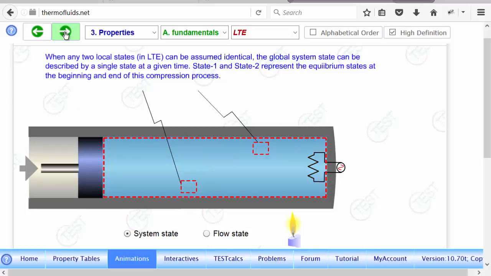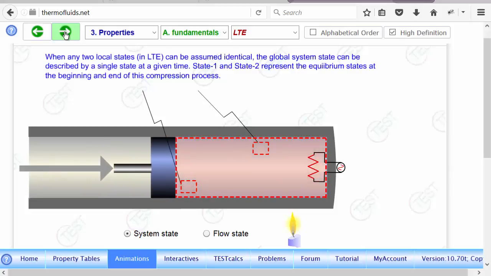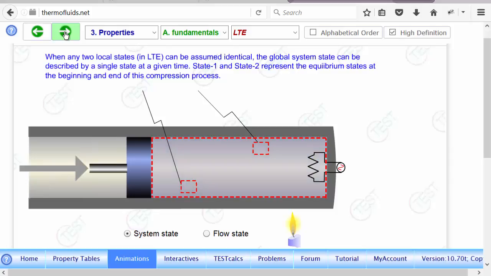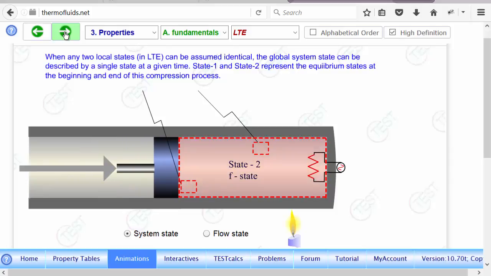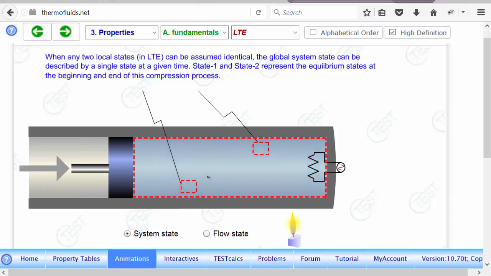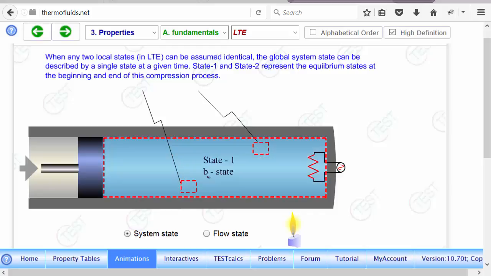With that in mind, let's simplify. In this animation, we are showing a system state, a state that is describing the gas inside this piston cylinder device. And notice that the state in the system changes, but one simplification could be that if we take any two local states and assume that at a given time they're described by the same state. In other words, they're in the same equilibrium.